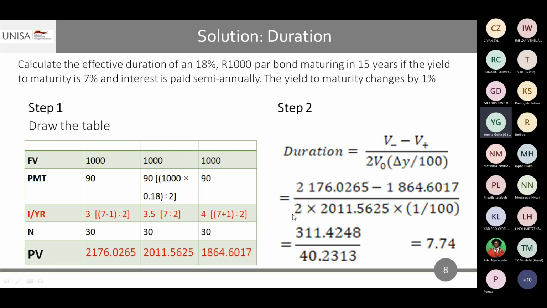Then we do the denominator. We say 2 times our V0 times 1 divided by 100, which is our percentage form. Here also you could be making a mistake: 0.01. So once you get your denominator, you say 311.42 divided by 40.23, and you get 7.74. All right. Any questions on that?